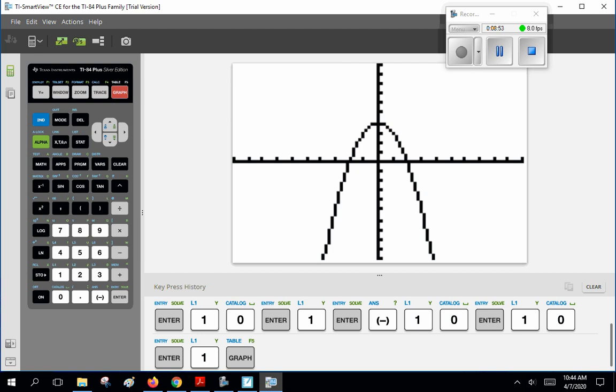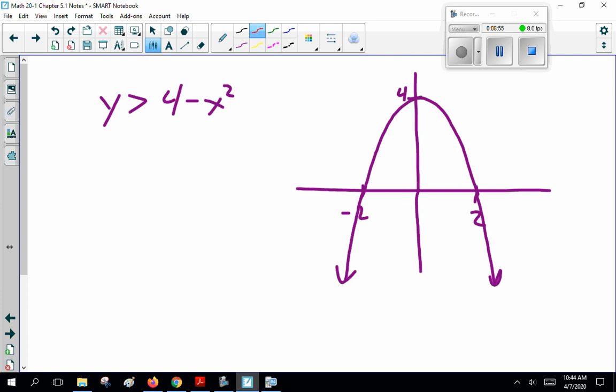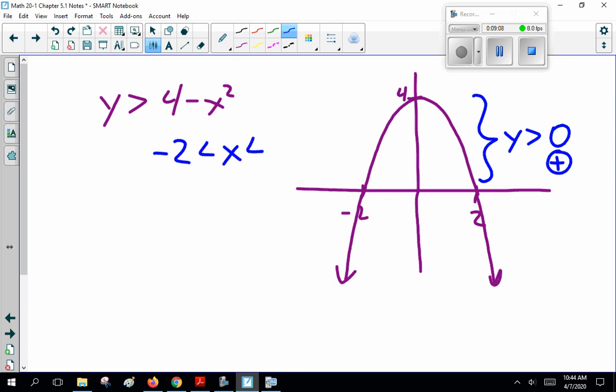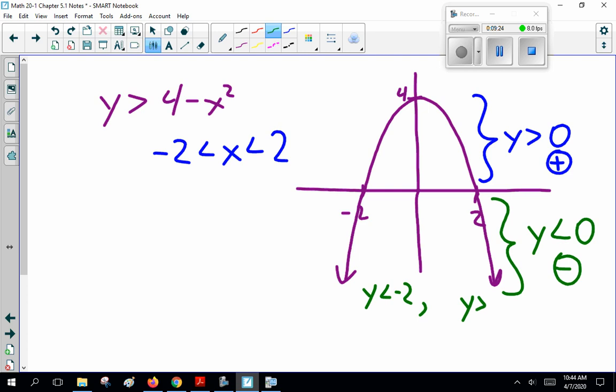Now, where is the y value positive? Well, the y value is greater than 0, or positive, above the x-axis. That is minus 2 is less than x is less than 2. Where is this graph negative? y is less than 0, or negative, below the x-axis. Here, x is less than minus 2 and x is greater than 2. It's negative. Since we're looking for positive, that's not a solution.